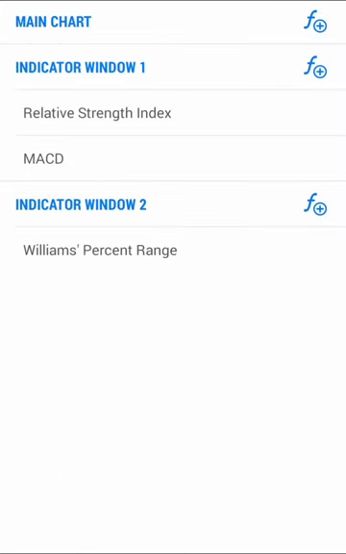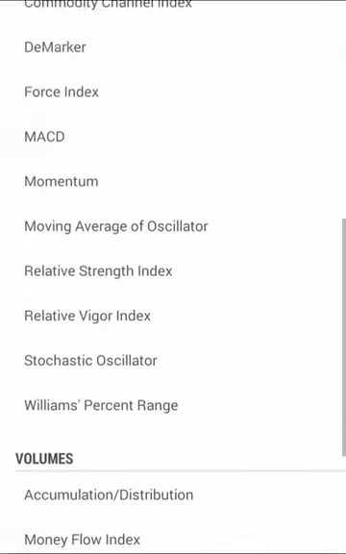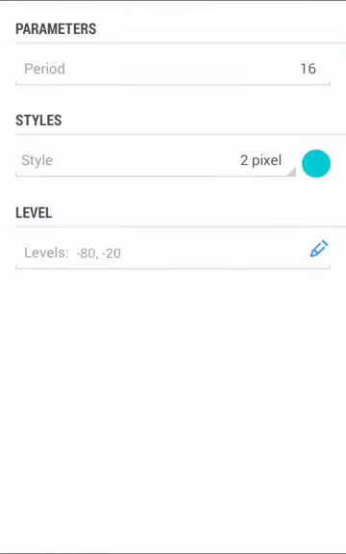Then lastly, you will need your Williams percentage. You just click on your main chart like this, and then you scroll down, and then you click on your Williams percentage, and then you set it like this, just the normal settings. Then you click done. Then back to the main chart.